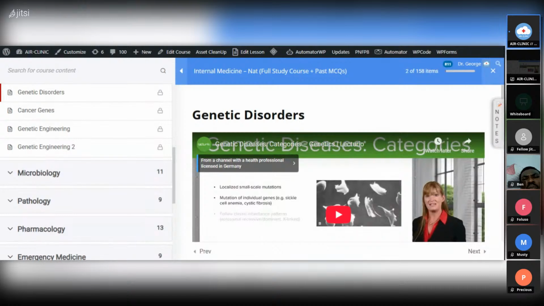Dr. Musti, move your cursor. You are blocking the question, the options for other candidates.